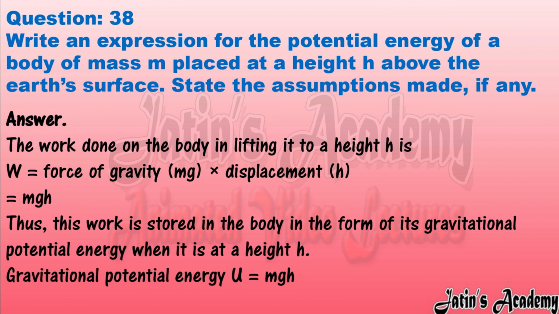Question 38. Write an expression for the potential energy of a body of mass m placed at a height h above the Earth's surface. State the assumptions made, if any. Answer. The work done on the body in lifting it to a height h is W equals force of gravity, mg, times displacement, h, equals mgh. Thus, this work is stored in the body in the form of its gravitational potential energy when it is at a height h. Gravitational potential energy U equals mgh.